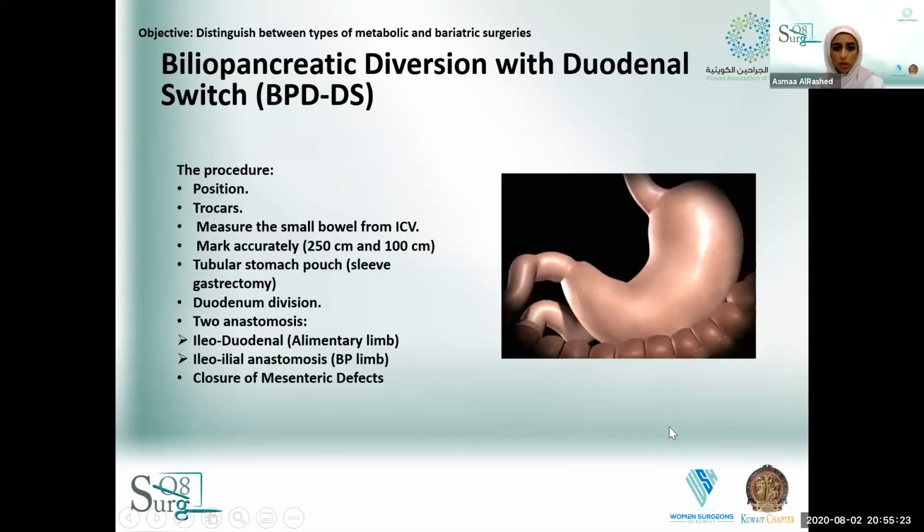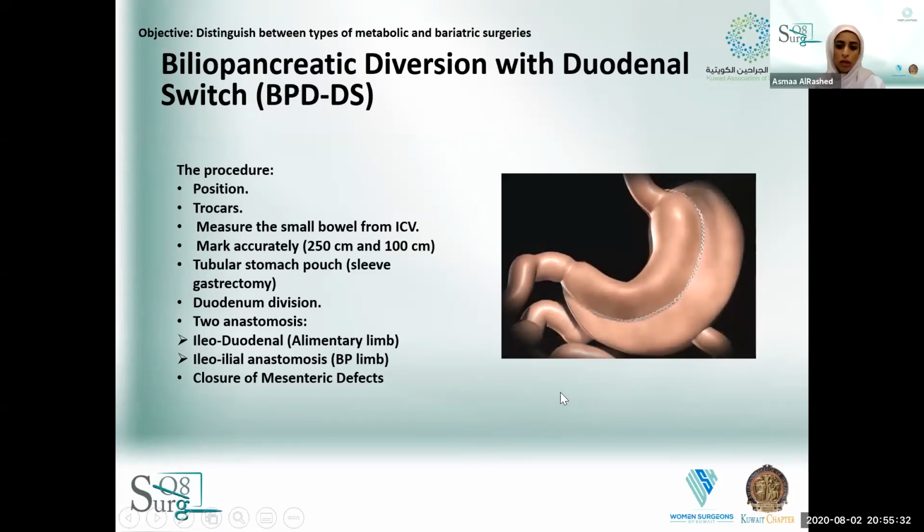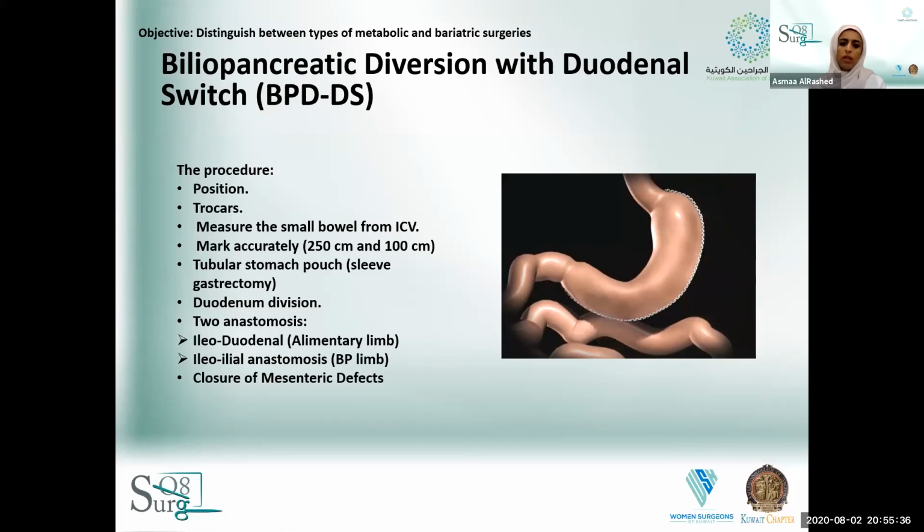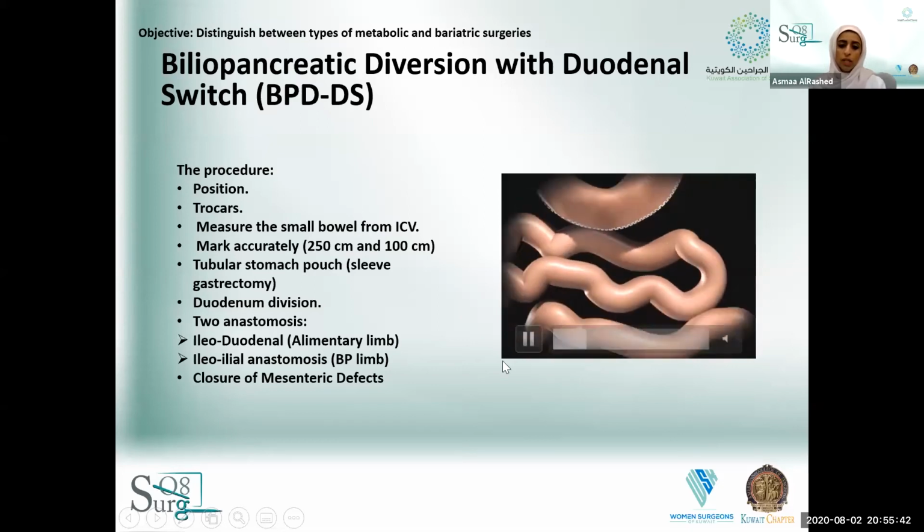Moving on to the duodenal switch. So duodenal switch, or biliopancreatic diversion with duodenal switch, is also a procedure that is not done a lot now. It's about 1% worldwide. The idea is that you will have 2 anastomoses, but initially you are going to create a sleeve gastrectomy.